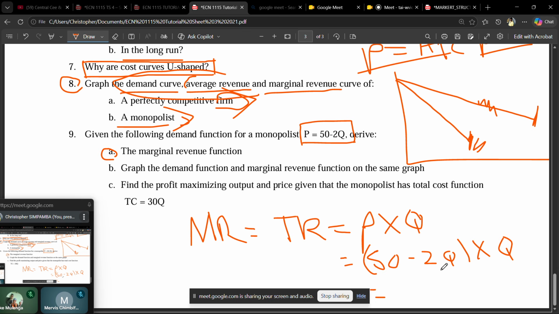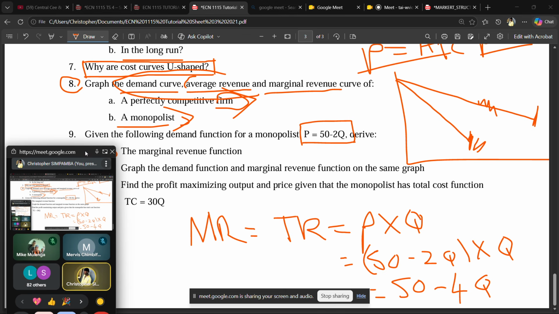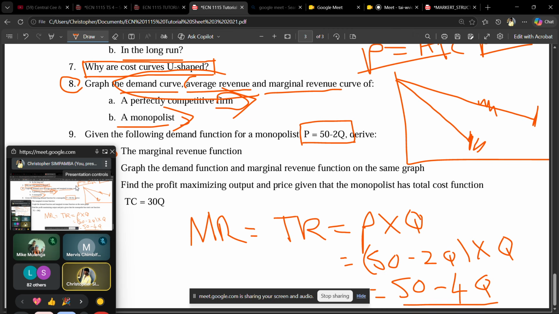If we multiply this, we're going to have 50Q minus 2Q squared, right? To find the marginal revenue, we're basically going to differentiate it. If we differentiate this, we go back to having 50 minus 4Q, like that. Are we okay on that? So this is the thing that we're going to have.